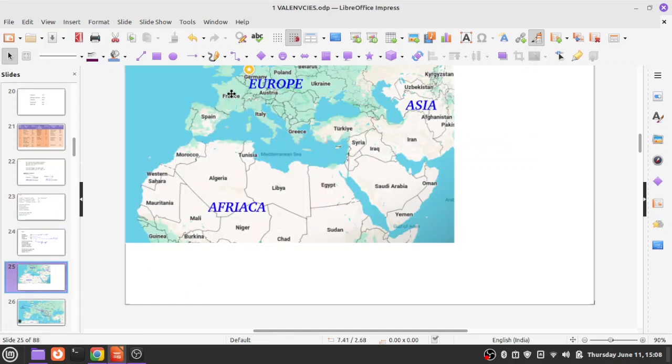Okay, first you see the world map. You know this part is called Europe, this is Asia, this one is Africa. Europe and Asia are separated not by sea but by a mountain range called Eurasia. Eurasia will be somewhere here. This mountain is separating Europe and Asia. This is Africa.